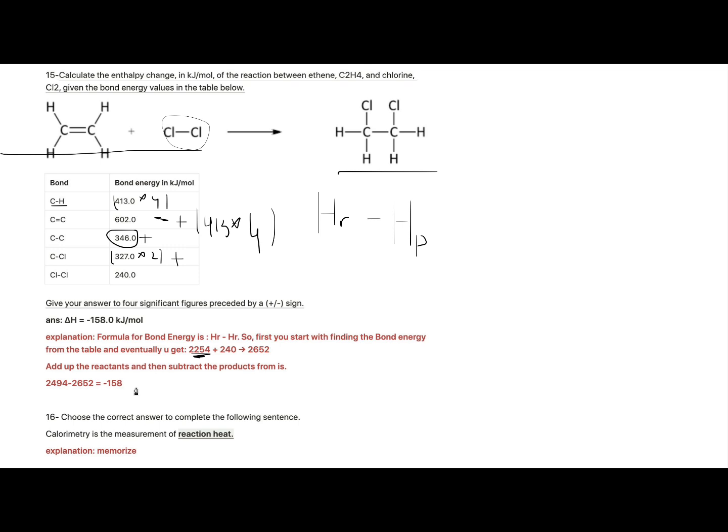As extra information, if it comes in a written part and they tell you to explain what kind of reaction this is, you can see that it's negative 158 kilojoules per mole. So the heat change is negative. That means the reaction is exothermic, and it could be a combustion reaction since it's negative.